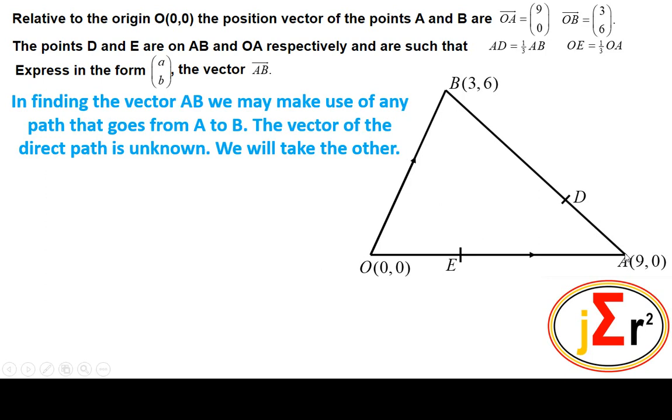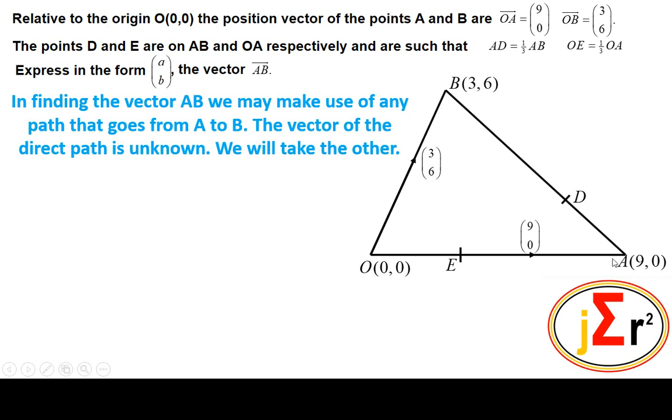Therefore, we may go straight from A to B, but the vector of that direct path is unknown. We will therefore take the other path, which is to go from A to O, then from O to B. In going from A to O, we will make use of the vector OA, and in going from O to B, we will make use of the vector OB.